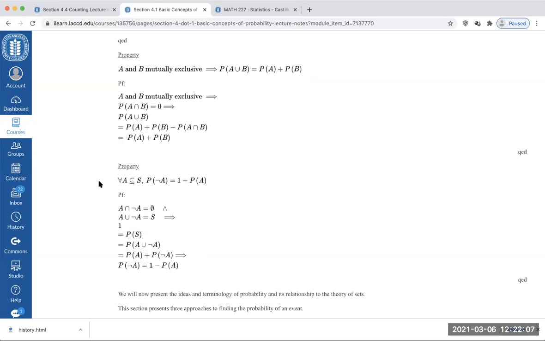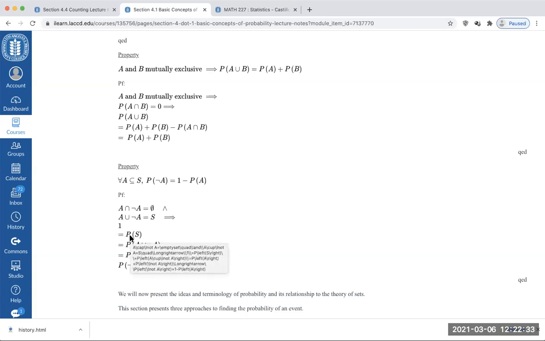The probability of not A is 1 minus the probability of A. Well, A intersect not A is the empty set, and A union not A is S. Therefore, A and not A is a disjoint partition of S.